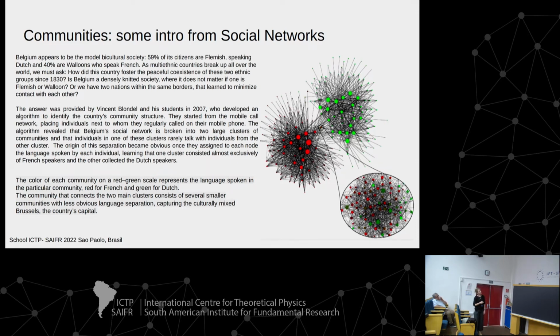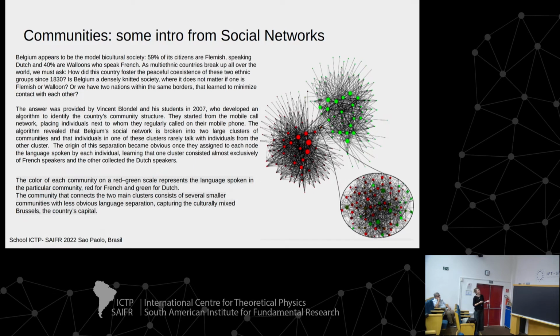The answer was provided by Vincent Blondel and his student in 2007, who developed an algorithm to identify the structure of this community in Belgium. So they started from the mobile call network. They collected this data, placing individuals next to whom they regularly called on their mobile phone, okay?